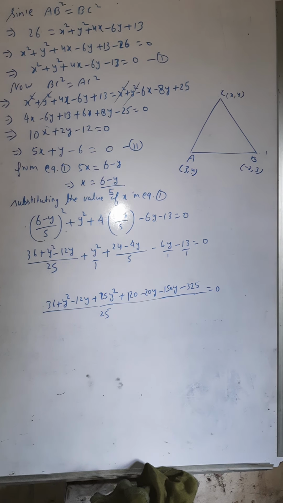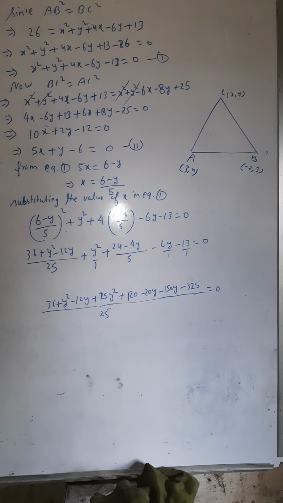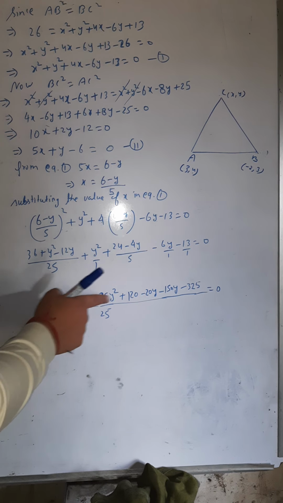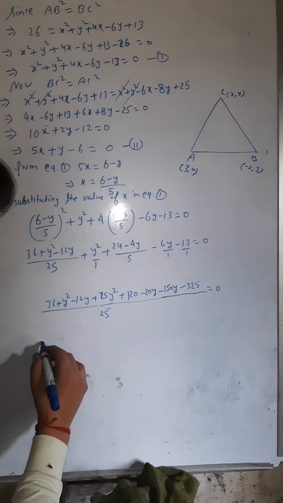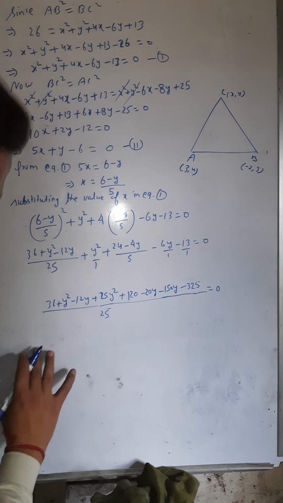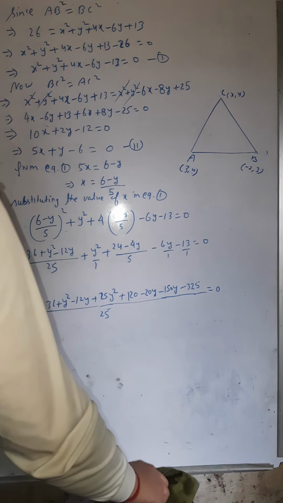Now this 25 will multiply here and will become 0. So we can write how much? 25y square plus y square will be 26y square. So let me erase this here. Okay, from upside I am writing now.